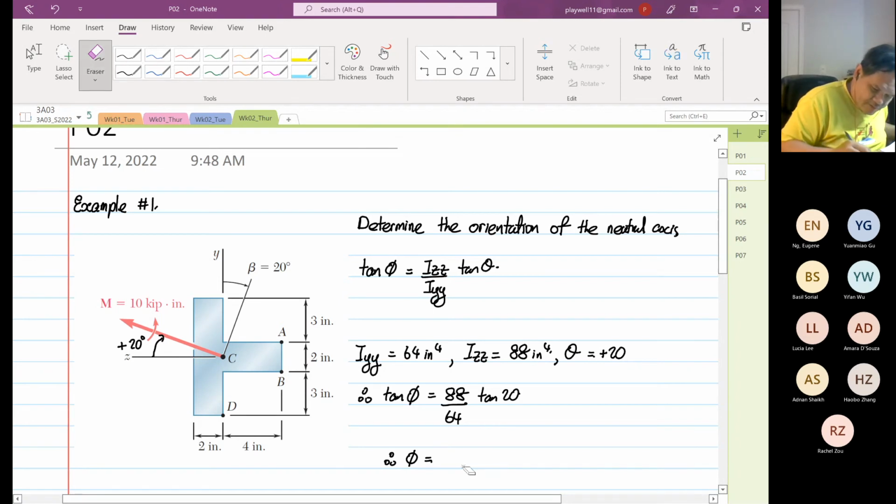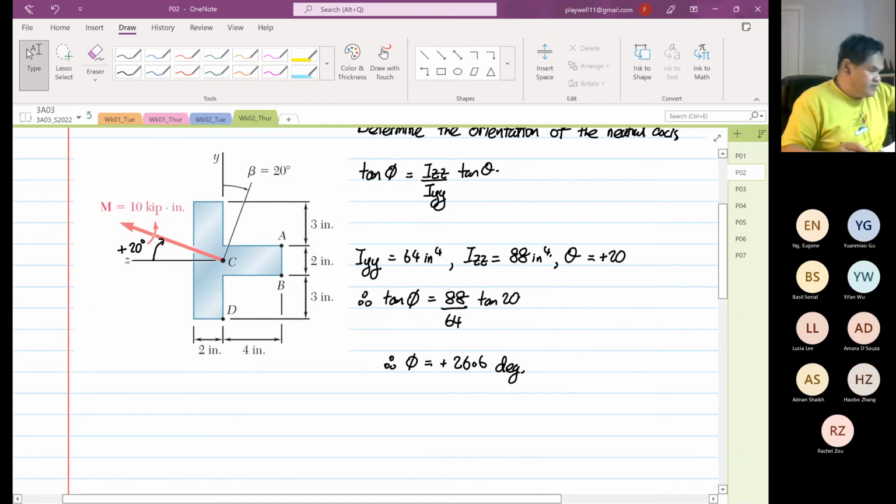Sorry, positive 26.6 degrees. So what does this actually mean? Okay, what does this actually mean? So I'm going to take out my protractor. Okay, so 26.6 degrees positive means it's going in a clockwise direction from the z-axis.